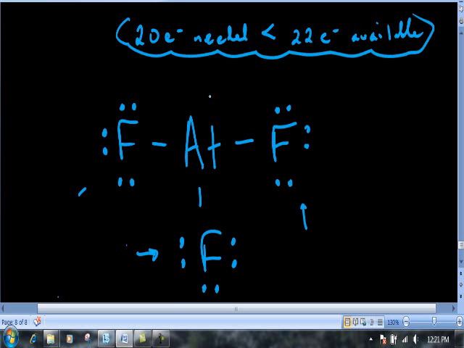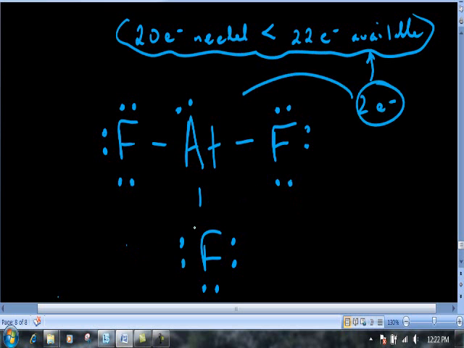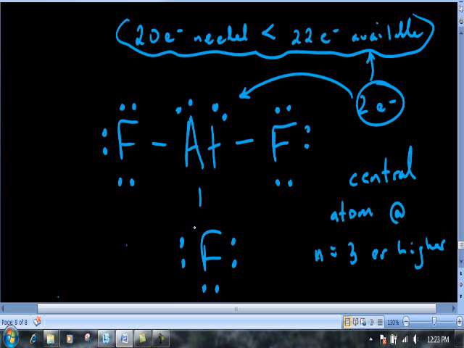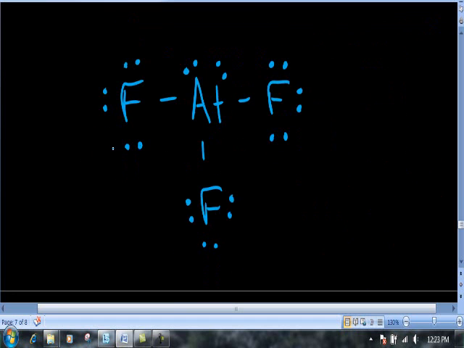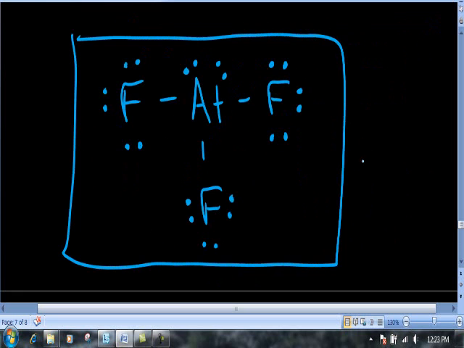So each fluorine atom is given 3 pairs of electrons to fill the octet for each fluorine atom in our structure. We'll give astatine 1 pair of electrons to fill its octet. At this point, we still have 2 electrons from our available electrons remaining. The extra 2 electrons get attached to the central atom, and the central atom now is an octet violator, which is possible for the central atom to violate the octet when the valence electrons of the central atom are at n equals 3, energy level 3 or higher. And this would be our final Lewis structure for our astatine trifluoride.